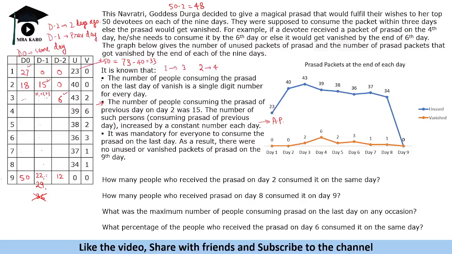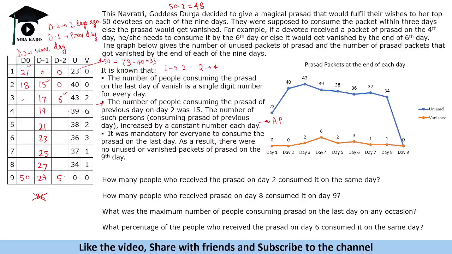Now read the first point. It says the number of people consuming the prasad on the last day of vanish. So this is the last day of vanish, the 7th day. This should be a single digit number. So this cannot be 12. So that means this will be 29 and this number will be 5. Okay. So 29 means it should increase by 2 every day. So what we can do is fill this information: 17, 19, 21, 23, 25, 27 and 29. So we have filled this information.